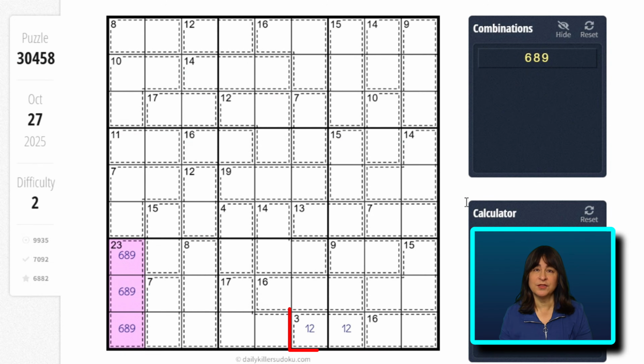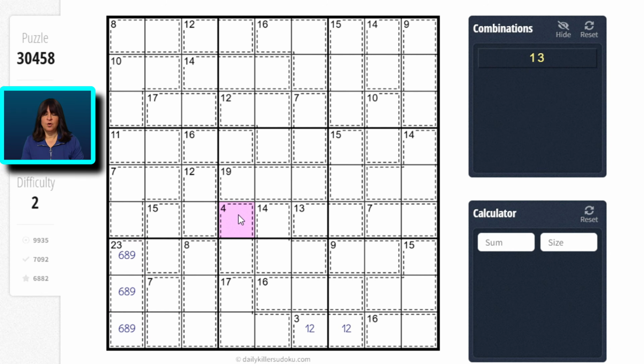We found the 3. Are there any other 2-cell cages that we can fill in easily? Well, let's have a look around. Well, here's a 4 with just 2 cells, so this has to be a 1 and a 3, right?